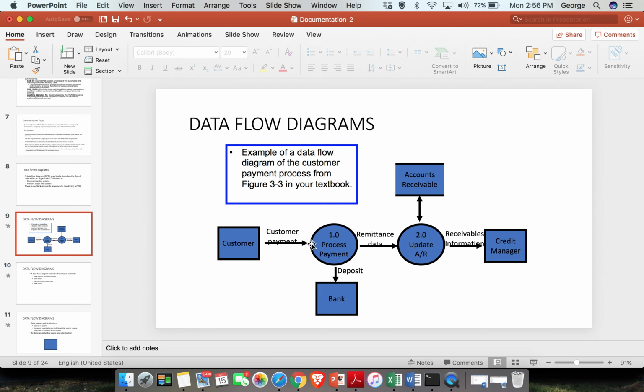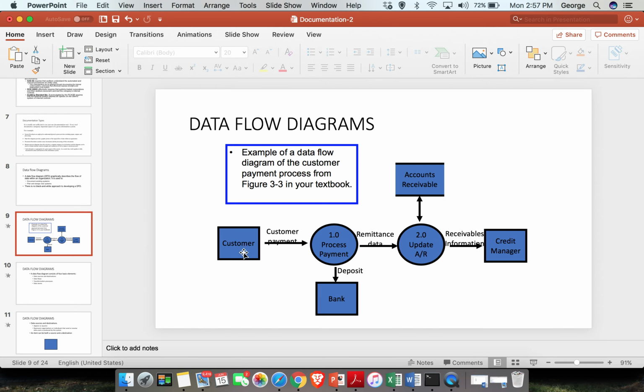So that's within those circles. The lines, the arrows with lines, contain your data. So I have customer payment, I have remittance data, I have receivable information, I have a deposit, so a deposit slip. The squares would be sources or destinations.